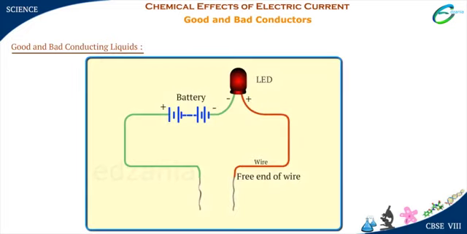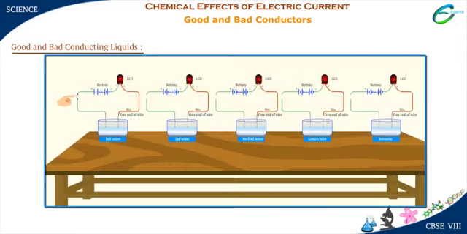Consider the circuit as shown on the screen. It is composed of a battery, LED bulb, and wire. Now take 5 different solutions: salt water, tap water, distilled water, lemon water, and kerosene in different bowls. Let us see what happens when we switch on the battery knob in each case.